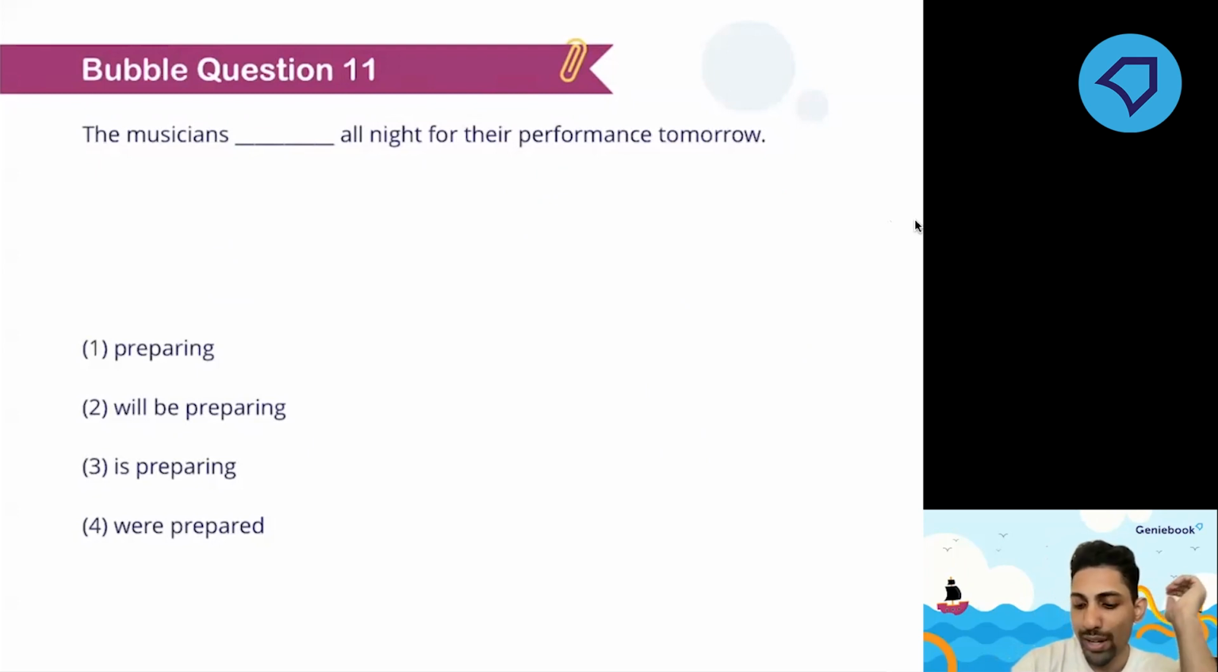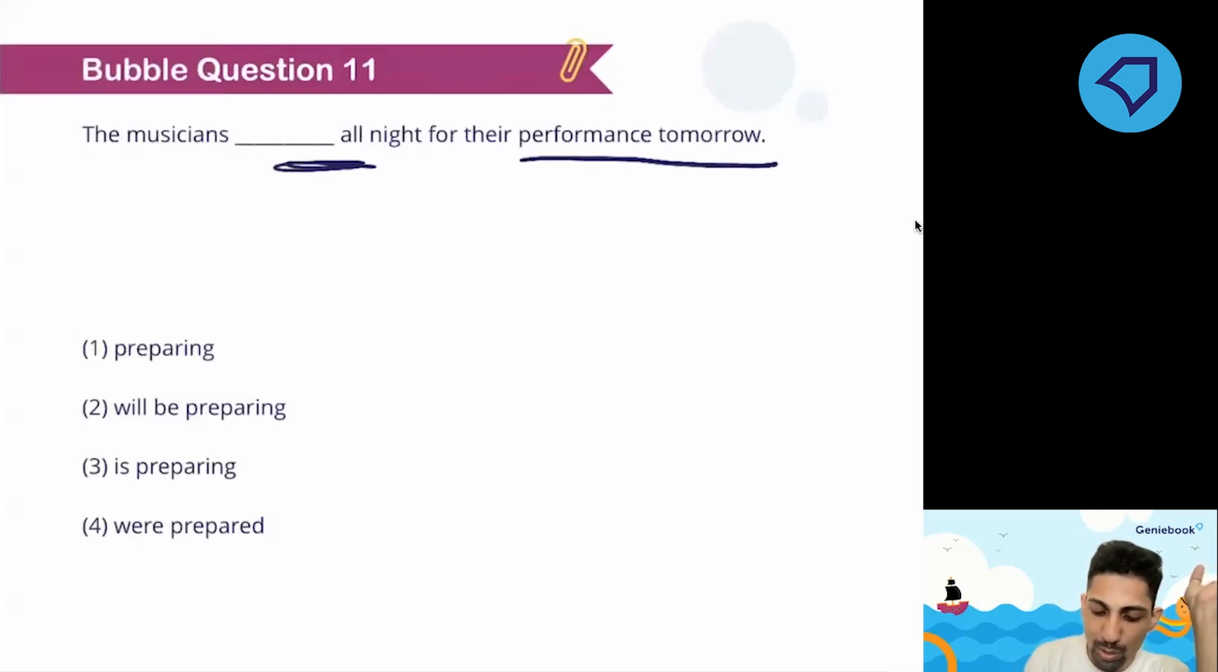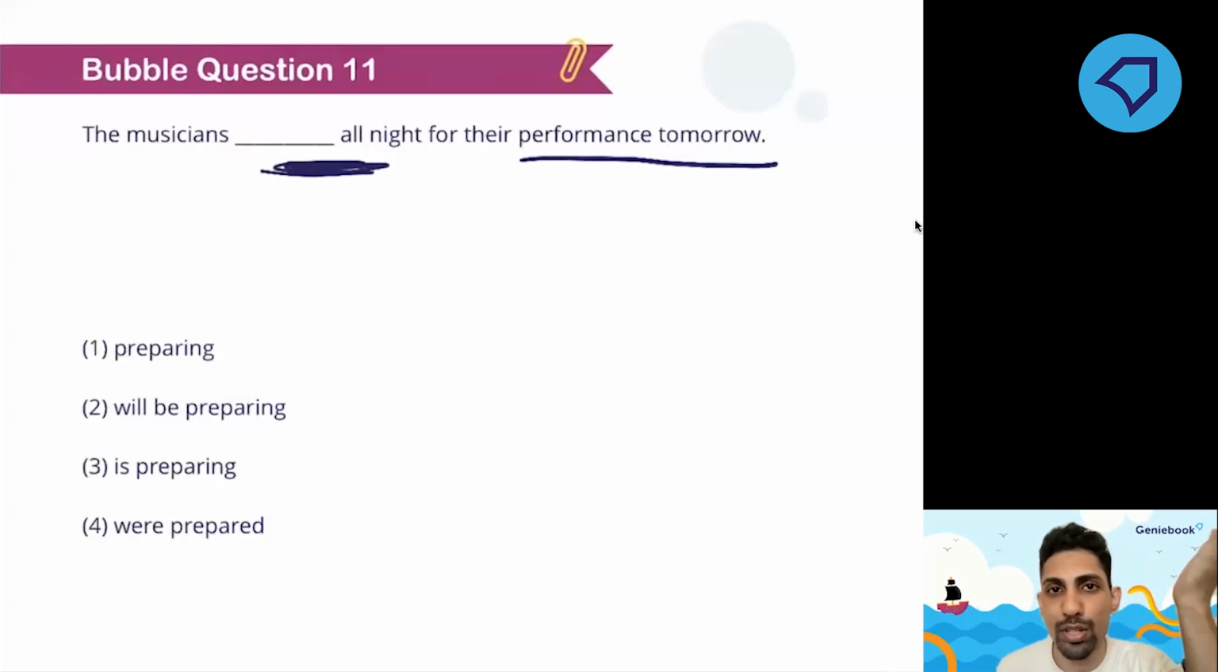The musicians what all night for their performance tomorrow. Okay, so the performance is tomorrow, not today. Then there's this thing going on here. They are doing some kind of preparation. Maybe it's today, maybe it's yesterday.